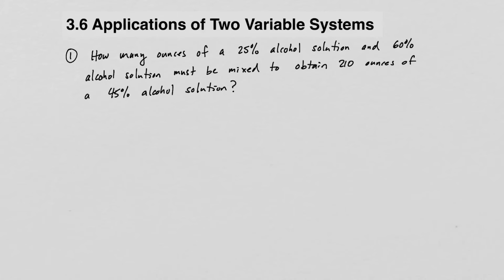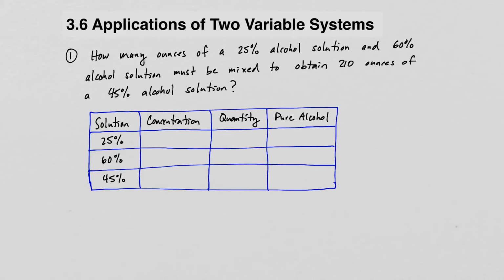So to help us start off with a problem like this, I'm going to create a chart. Okay, so here's the chart. Let's go over the basics. In the chart, we list the important aspects of this problem. So first of all, we have the type of solution that we are talking about. And in the given information, we know we have a 25% alcohol solution mixing together with a 60% alcohol solution to form a 45% alcohol solution.